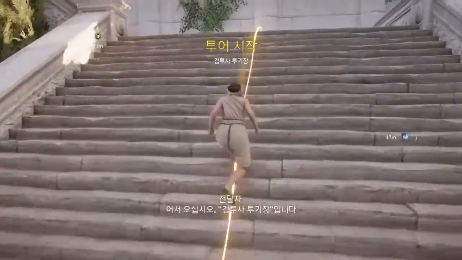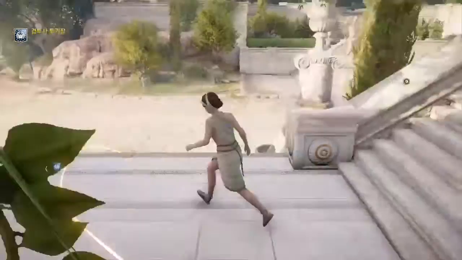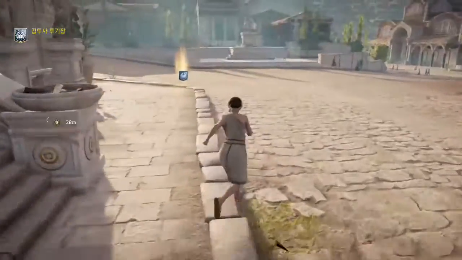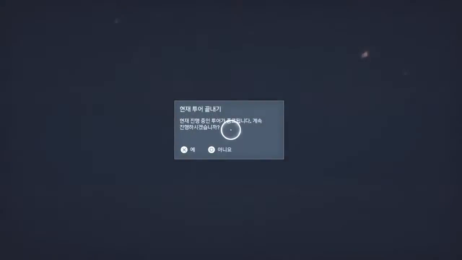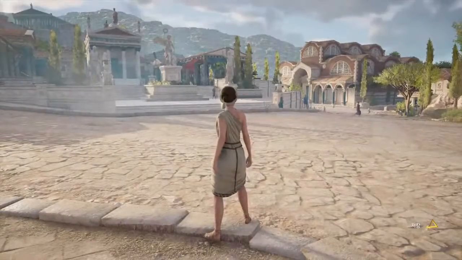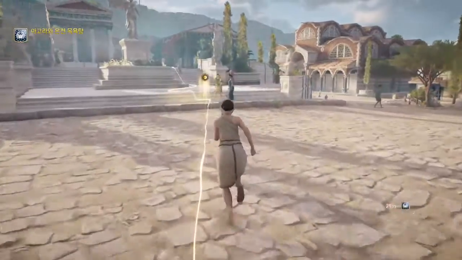Welcome to the Gladiator Arena. Welcome to the Agora and Thermal Baths.